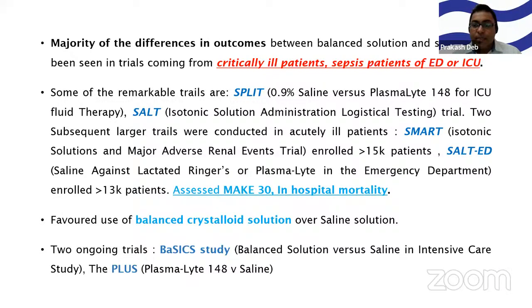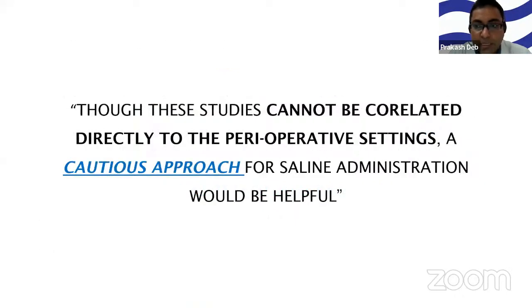Unlike the perioperative period, where we don't find much evidence between the two groups, most of the differences in the outcomes between the balanced group and the saline group have come up in critically ill patients or septic patients and the patients who have been admitted in emergency and ICU. Some of the remarkable trials are the SPLIT trial, SALT trials, SALT-ED trial, SMART trial. All these have assessed major adverse kidney events within 30 days and in-hospital mortality. All these have favored the use of balanced crystalloids over saline solution. And two ongoing trials, the BaSICS study and PLUS, are going on. They may shed some more light on this controversy.